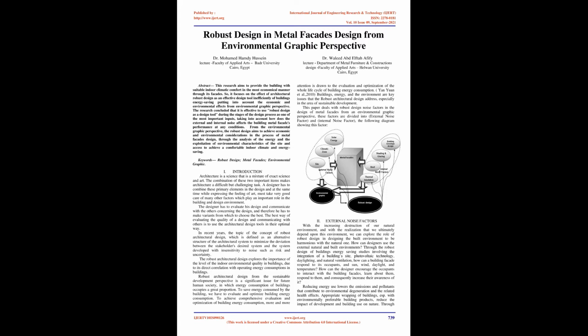Introduction. Architecture is a science that is a mixture of exact science and art. The combination of these two important items makes architecture a difficult but challenging task. A designer has to combine these primary elements in the design and at the same time, while expressing the feeling of art, must take very good care of many other factors which play an important role in the building and design environment. The designer has to evaluate his design and communicate with the others concerning the design, and therefore he has to make variants from which to choose the best. The best way of evaluating the quality of a design and communicating with others is to use the architectural design tools in their optimal way.